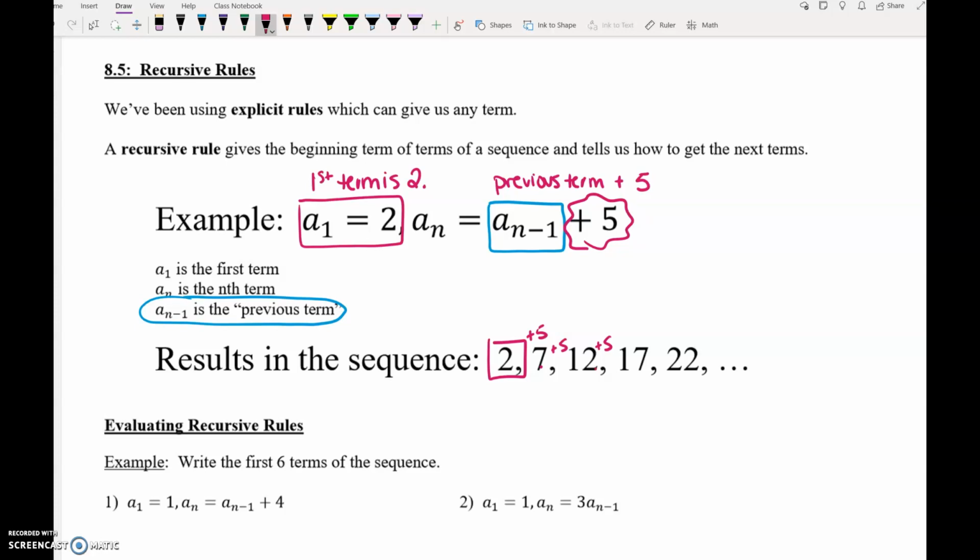So the nice thing about this is if you know the first term and you know how it's changing, you can write the recursive rule and you're done. The problem is if I ask you for the 50th term, you're going to have to sit there and add 5, add 5, add 5, and keep going until you get to the 50th term.